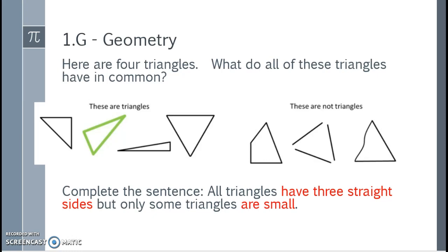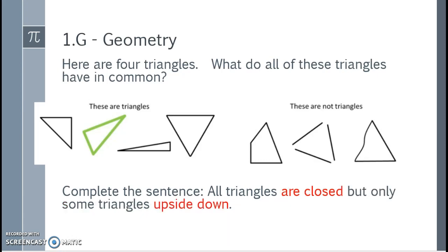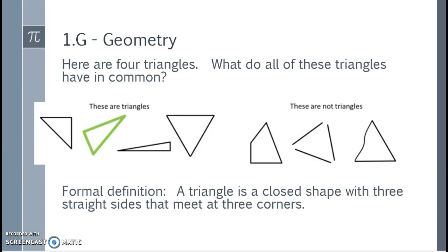First graders are very literal, so think about that as I'm going through some of these. Another option: all triangles are closed, but only some triangles are upside down. The formal definition of a triangle is a closed shape with 3 straight sides that meet at 3 corners. It is not important for students to identify names such as right triangle, scalene, or isosceles triangle. We're just identifying basic shapes.